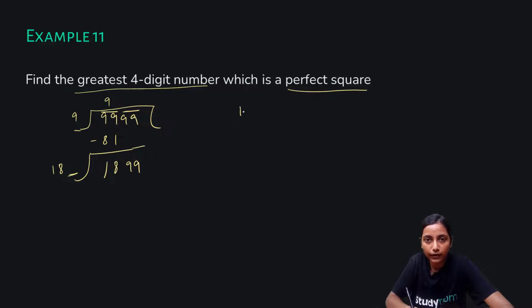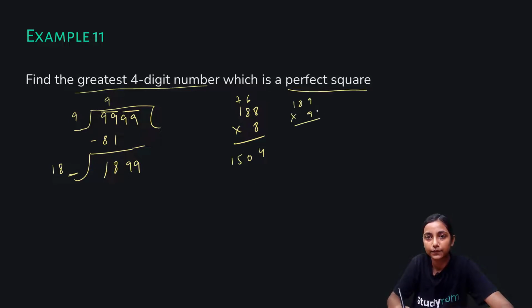Let's do 188 into 8. What do we get? 8 8s are 64. 8 8s are 64. And 8 ones are 8, 1504. It's less than this. Let's try the other number. 189 into 9. 9 9s are 81. 9 8s are 72. And 9 ones are 9. 1701. It's still less than this.